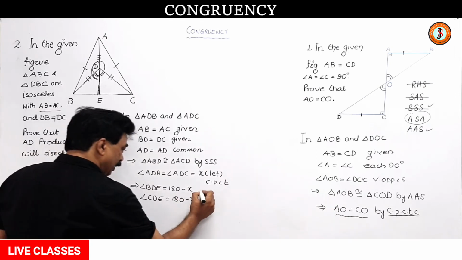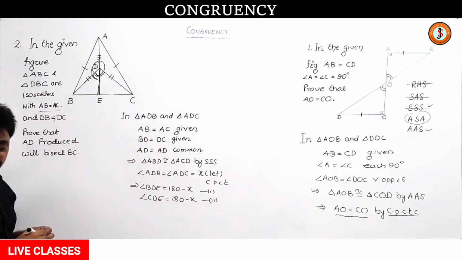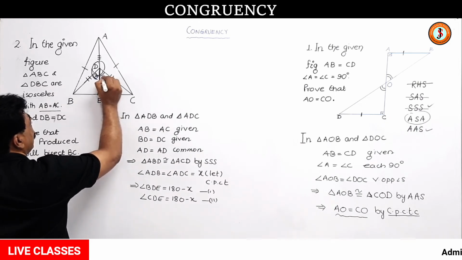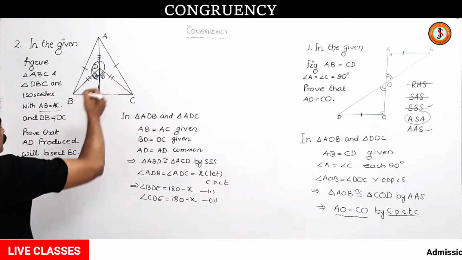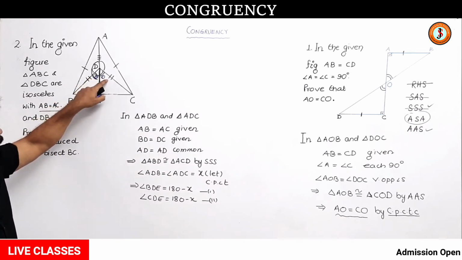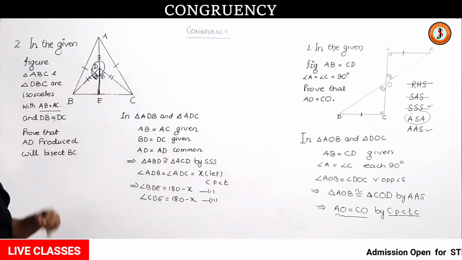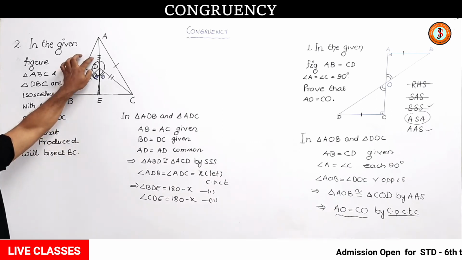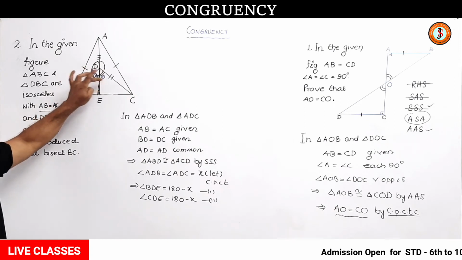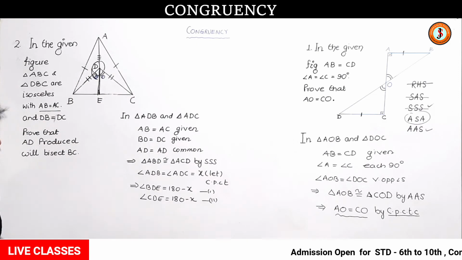So from 1 and 2, what happens? These two angles will be equal. These two angles both will be 180 minus x, isn't it? So now here we can see this side is equal to this side, these two angles are equal, and in between there is a common side DE. So by SAS these two triangles become congruent and our work is easy now. So we took one particular angle equal here so that I can prove this. Now what happens?